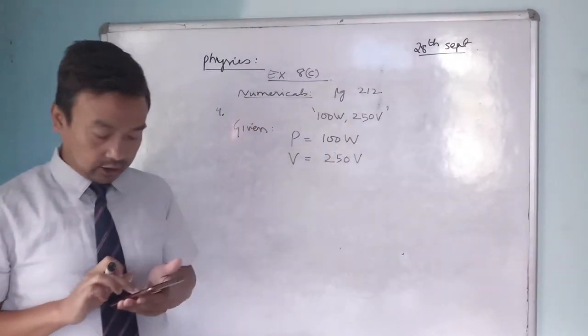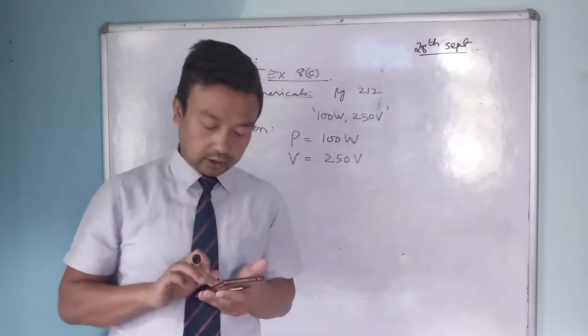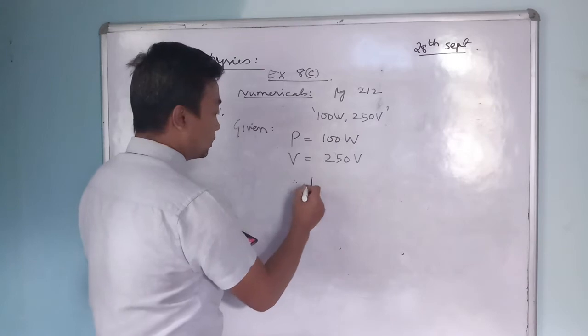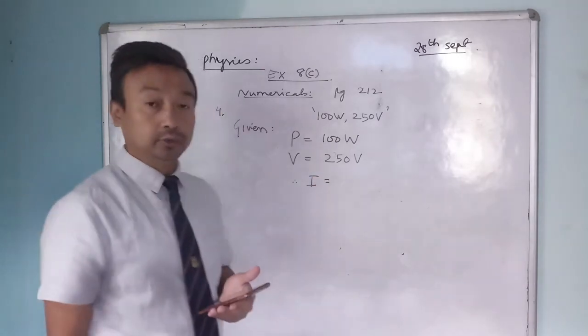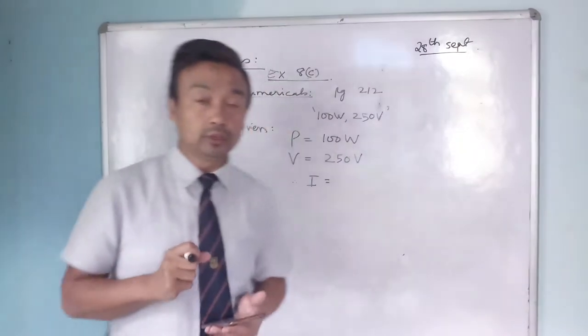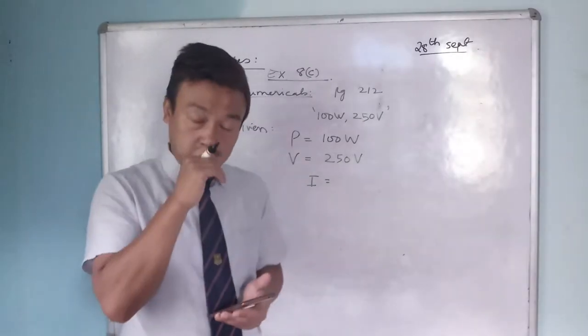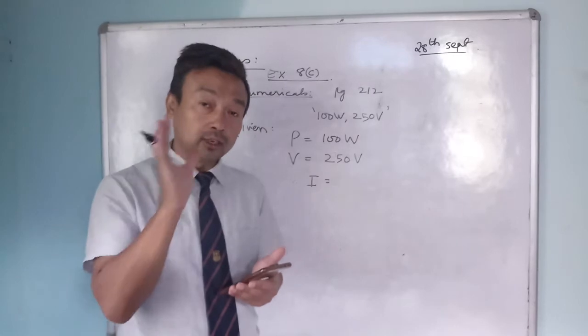How much current will the bulb draw if it is connected to 250 volt? So you have to find the formula for the current. Which formula will you use here? This is very, very important, because the application of the formula is one thing, and knowing the formula is another.